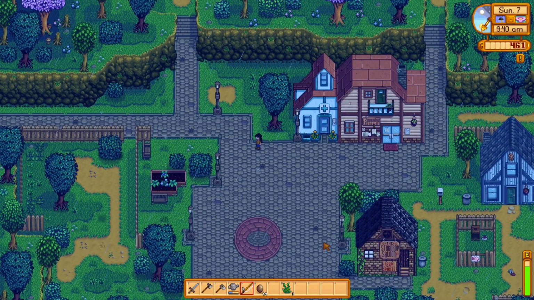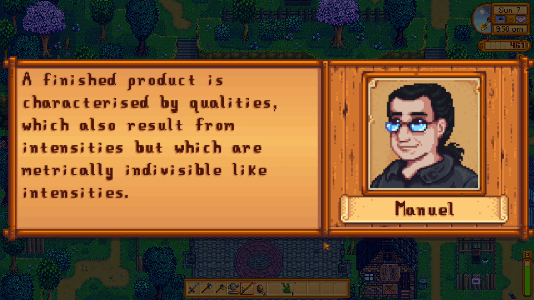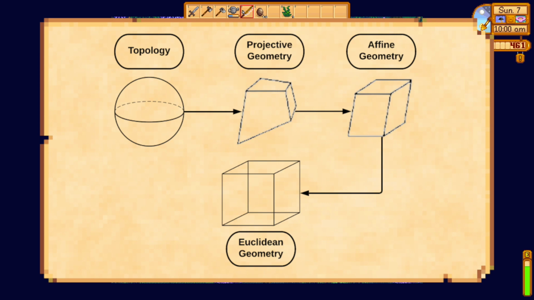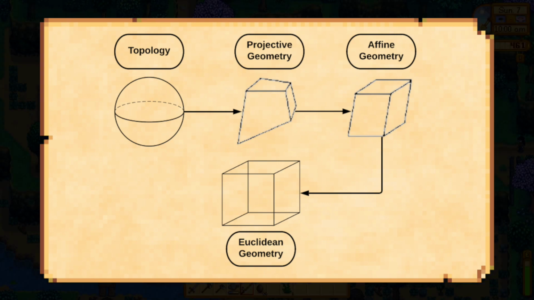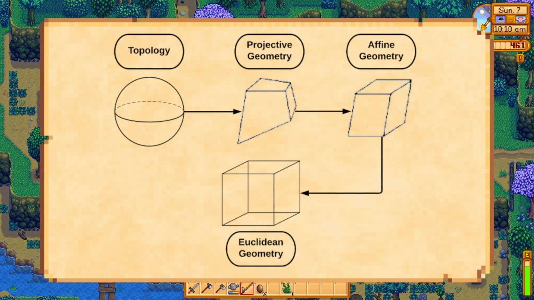Lastly, in DeLanda's words, a finished product is characterized by qualities which also result from intensities but which are metrically indivisible like intensities. It's in this way that the diagram we started with at the beginning of this video is only a metaphor. The movement from continuous topological space to discontinuous spatial structures, like those found in Euclidean geometry, is not as straightforward as it seems.